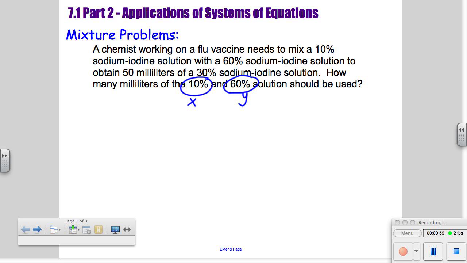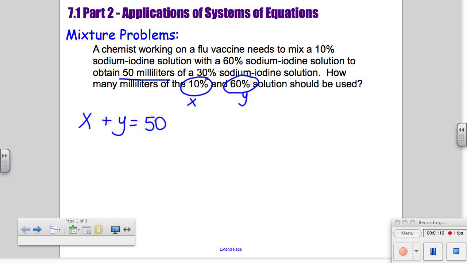Now, notice that in total, we're going to have 50 milliliters of solution. So one equation I know right away is that the amount of the x plus the amount of the y should equal 50 milliliters.